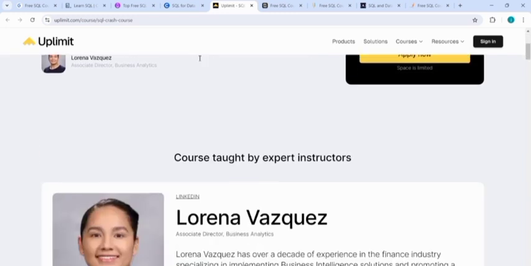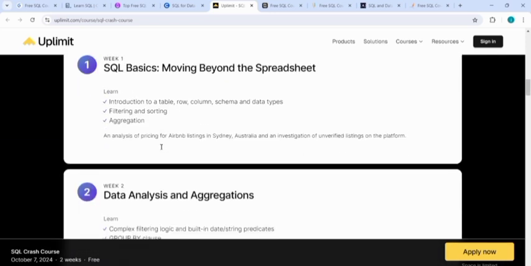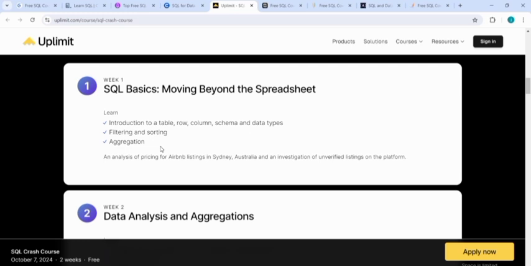If you require membership, you can also go for it. So these are the important topics listed here, like filtering or aggregation, sorting, other.